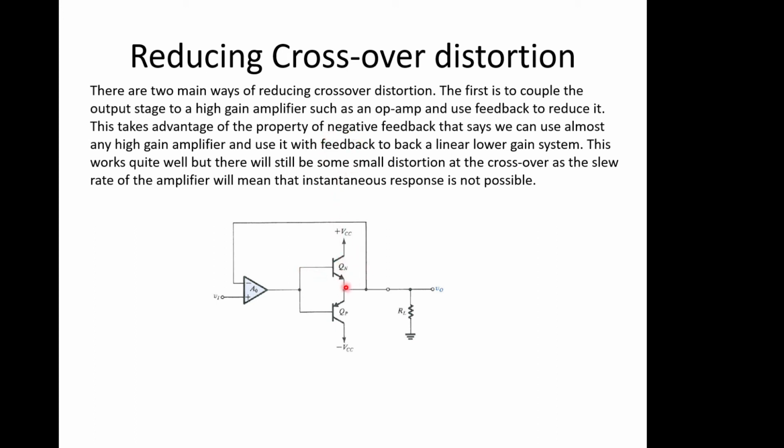So that's a straightforward way of doing it. But there will always be a small amount of step going on here, because you're asking for an infinite change, well, not an infinite change, but a change that's really quick, in zero time, for the output voltage here as it crosses over. And you never quite get that, even if you've got the best amplifier in the world.